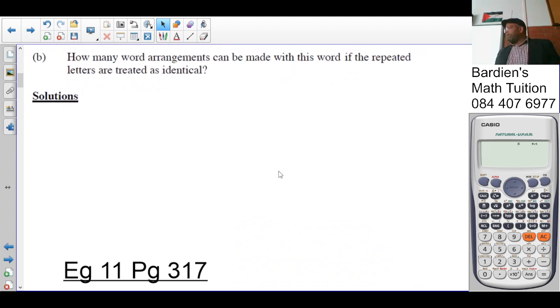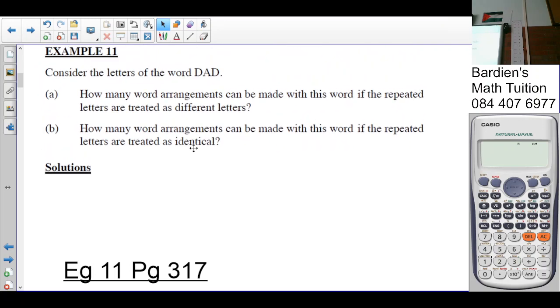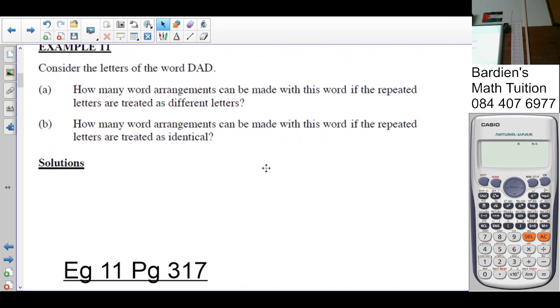So, we're looking at example 11 on page 317. We did A, and we said A was 6 factorial, 3 factorial, which was 6. Then, let's pull this down first. We're still considering the letters of the word dad.